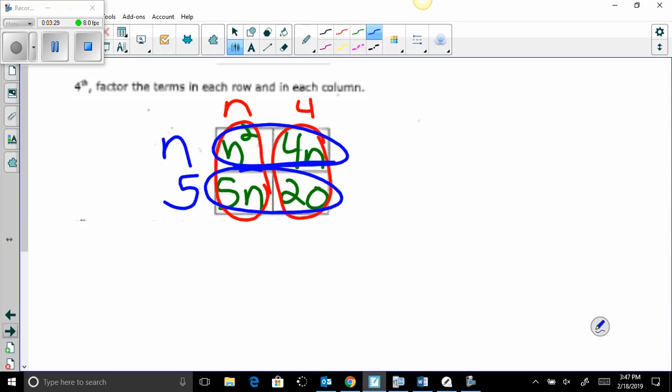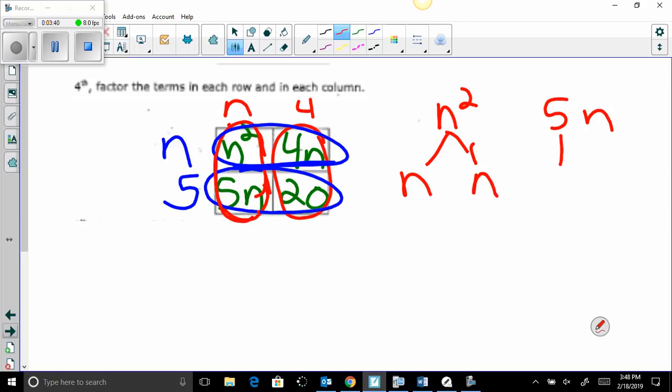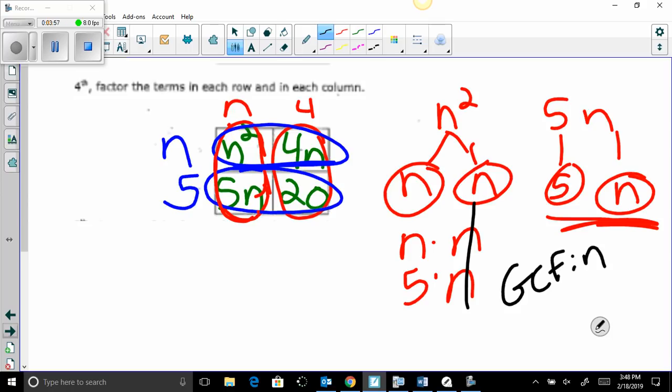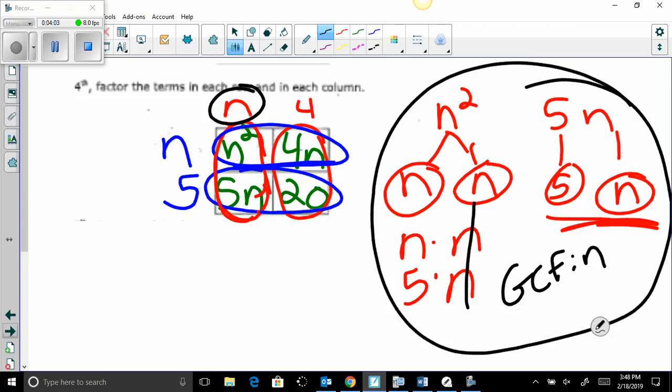Now remember, if you forget how to find the GCF, if I was looking at this row right here, n squared and 5n, break it down, do the factor tree. N squared means I have an n and an n. 5 is just 5, and n is just n. So these two give me n. This one gives me 5n. The GCF is whatever they have in common. In this situation, they only have an n in common. That is how I got this n up here. So remember, like we went over yesterday, you can do that for every one that you don't know. So that's what I'm left with on the top and on the bottom.